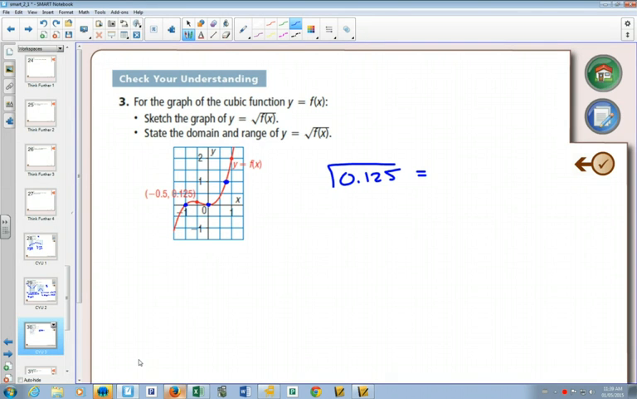So if you took the square root of 0.125, you get 0.35, just as an estimate, and to see that that would be above your graph. Now remember, everywhere between 0 and 1, your graph is going to be above. So this part is going to be above your graph. This part is going to be above your graph. And then after, it'll be below.